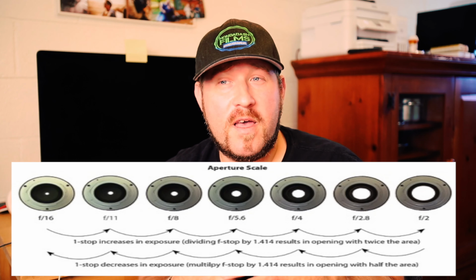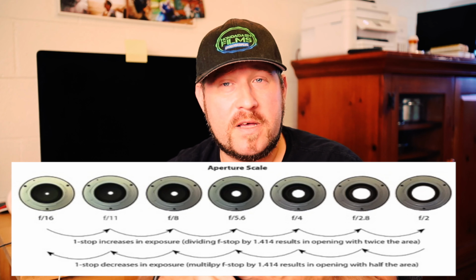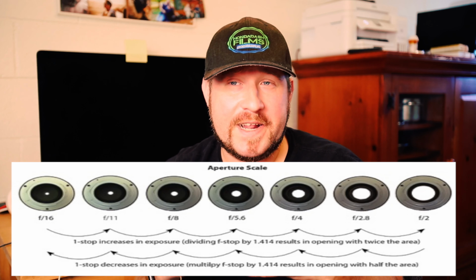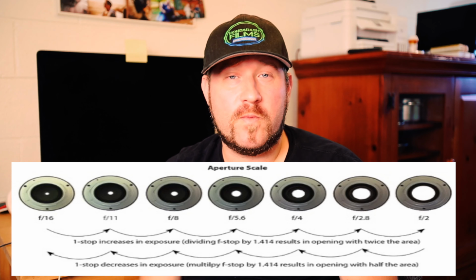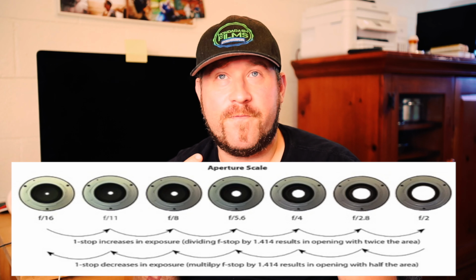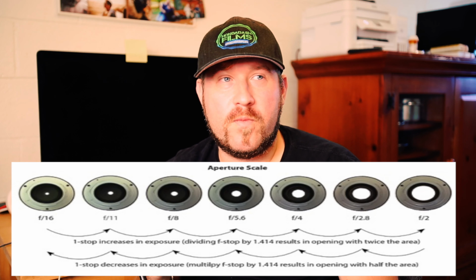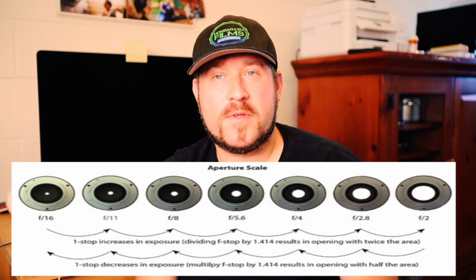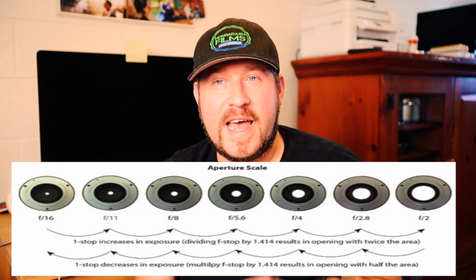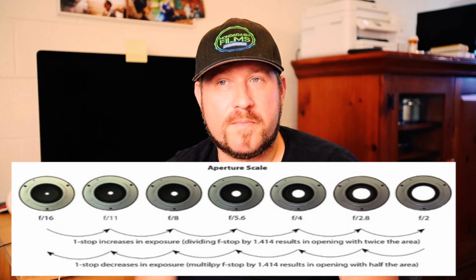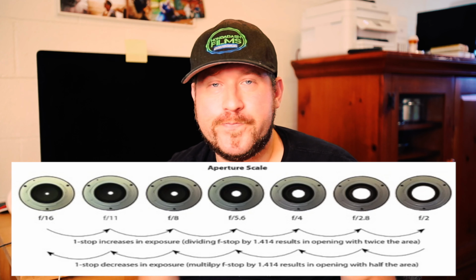Also, it turns out that to double the area of the opening, the f-stop needs to be divided by the square root of 2, which is about 1.414. And that's why f-stops are not nice round numbers. To halve the area, the f-stop needs to be multiplied by the square root of 2. You know, who wants to do all that stuff, honestly?